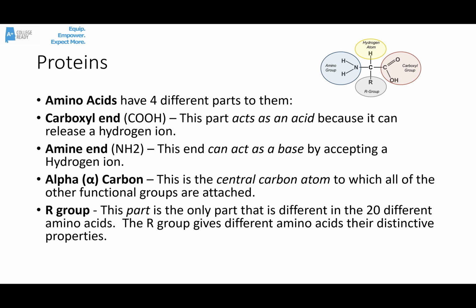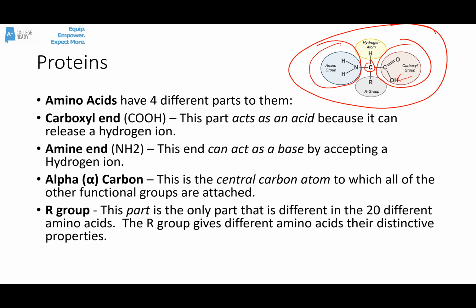So here's some amino acids. This diagram shows us the basic structure of an amino acid. There's a central carbon atom. Connected to that on one end is what's called a carboxyl group, a COOH, here in pink. It can act as an acid because this hydrogen atom can be released to the environment.